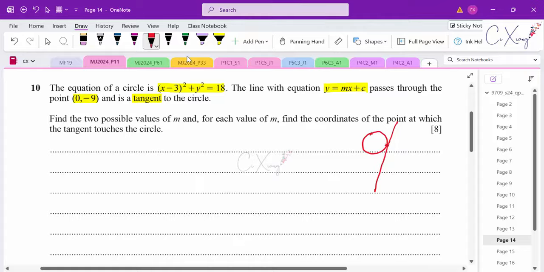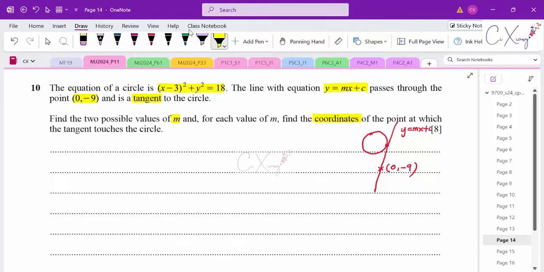So for this tangent of the circle, the equation is y equals to mx plus c. And if this particular line pass through 0 and negative 9, so 0 and negative 9 should be somewhere here. Okay, then now they are asking, find the two possible values of m. For each value of m, find the coordinate of the point at which the tangent touch the circle. Okay, so we are going to find the m. So where is the m? M is basically in the equation of the line, right?